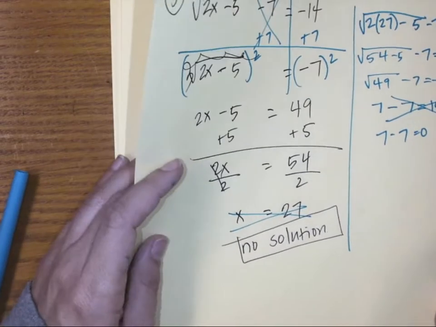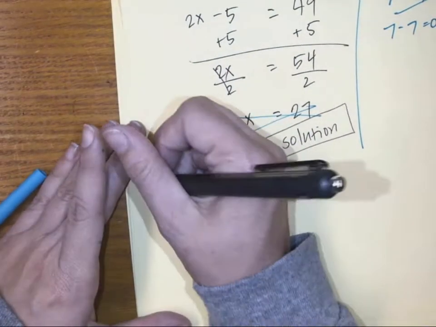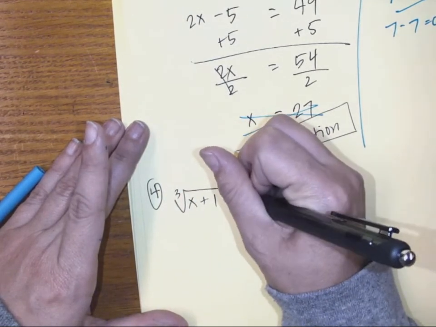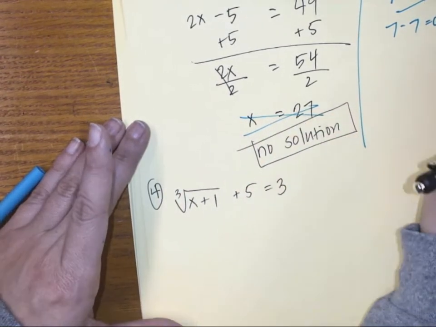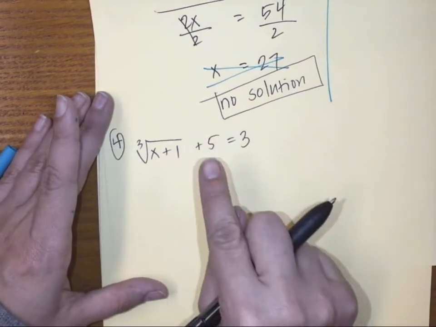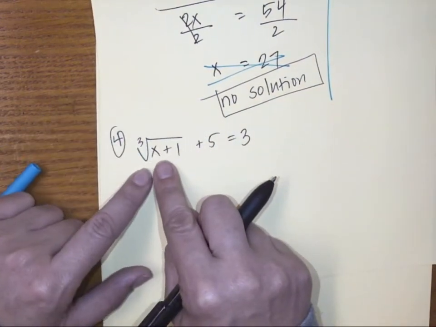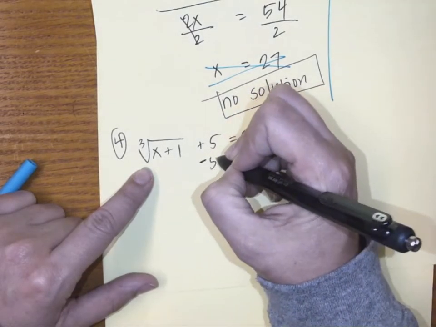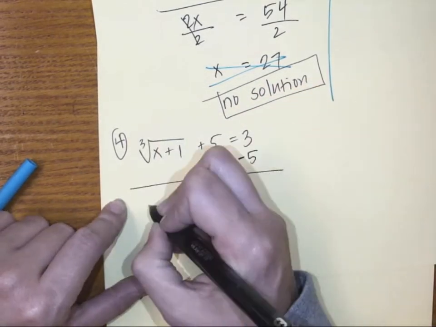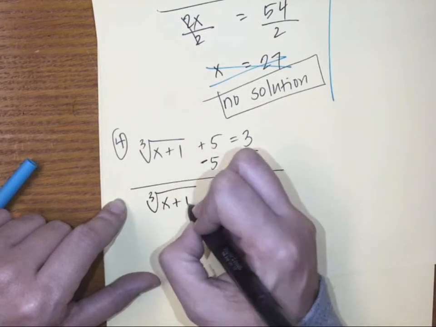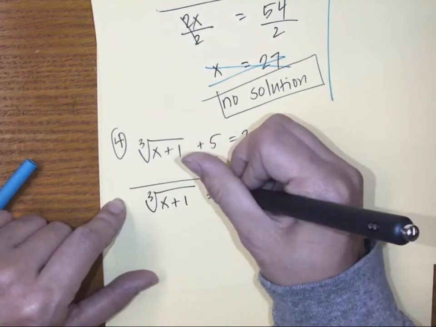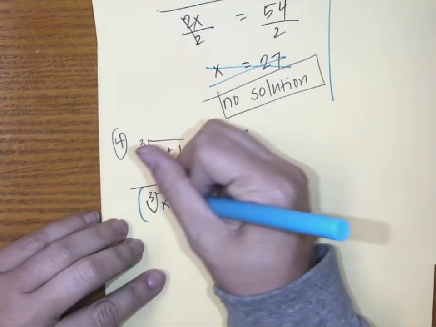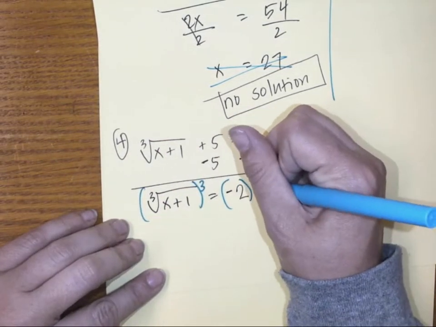Okay, so cube root works the same way, essentially. If I had the problem, the cube root of x plus 1 and then plus 5 equals 3. I'm going to cube both sides to get rid of the cube root. The first thing I have to do, though, is move this 5. So I'm going to subtract 5 from both sides. And I get the cube root of x plus 1 equals 3 minus 5 is negative 2.